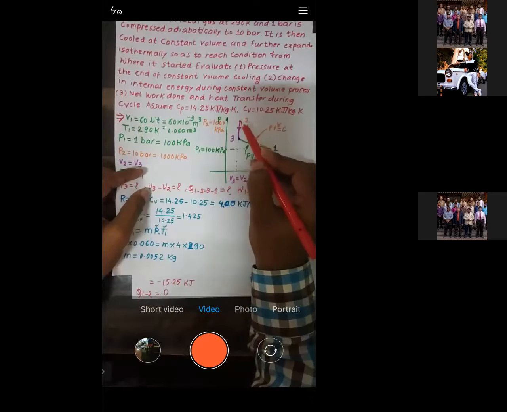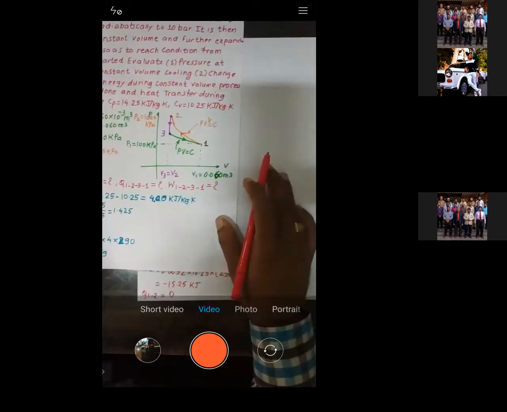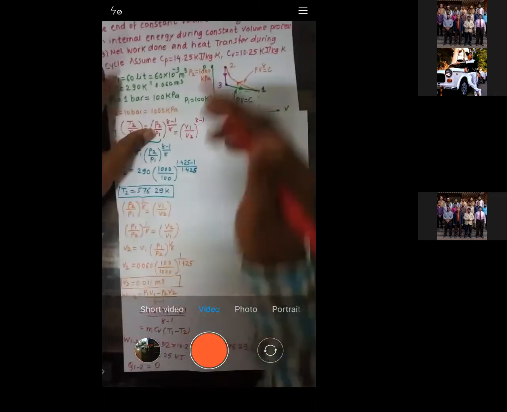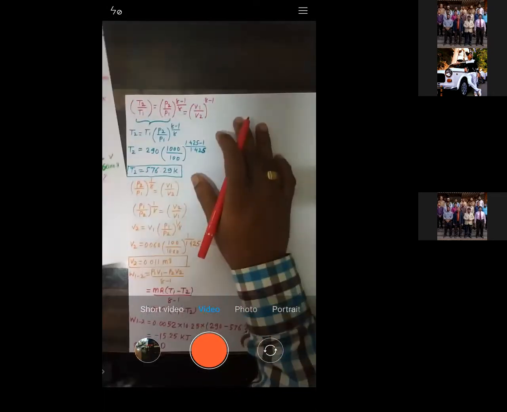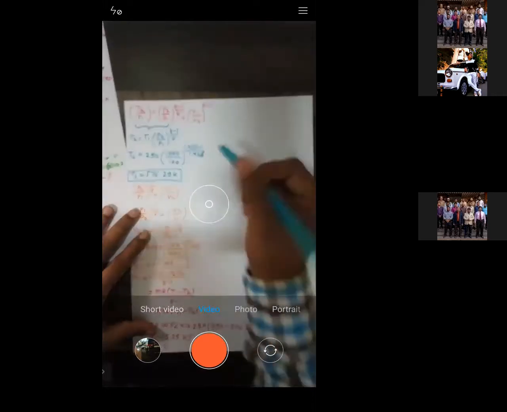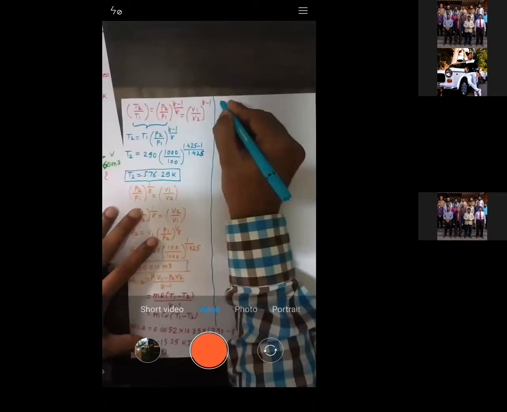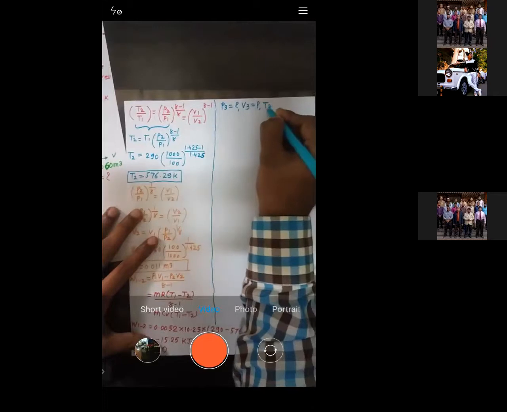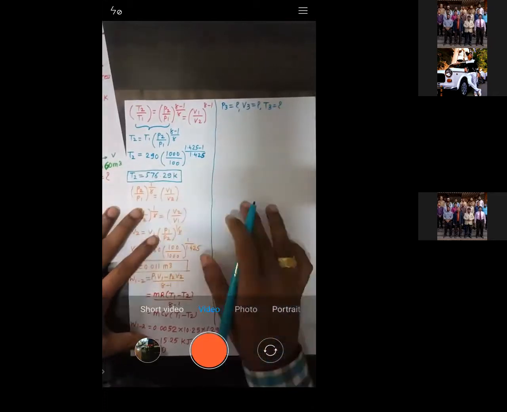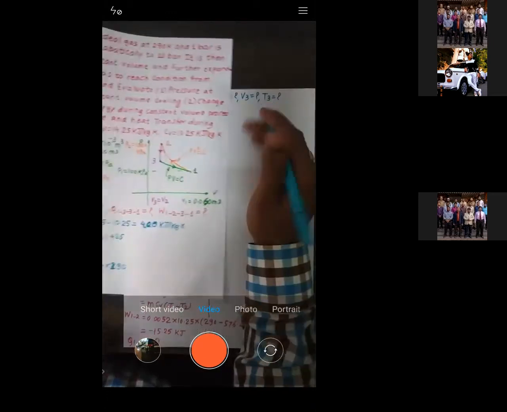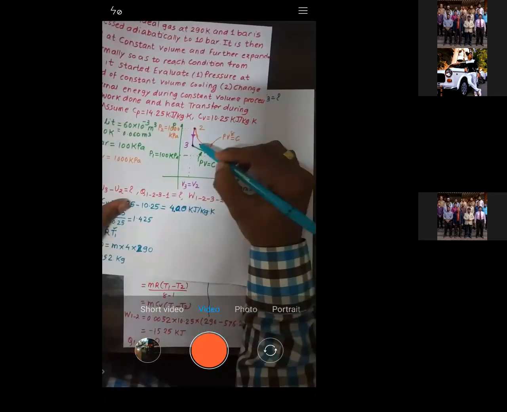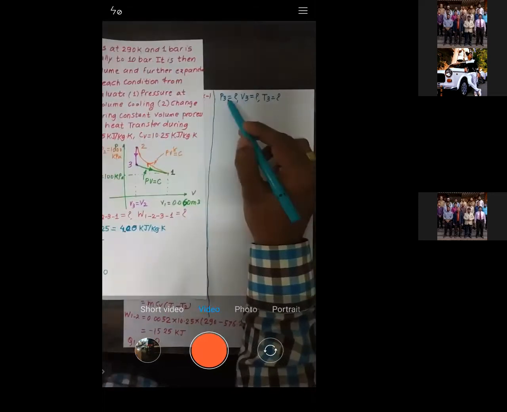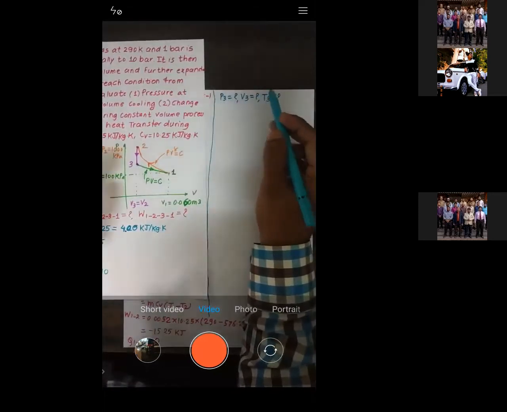Okay, now we need to get the properties at point number 3. Try to understand. We need to calculate the pressure at point number 3, and we should know the volume and temperature at point number 3. As I told you, pressure, volume, and temperature at every point should be known. So pressure at point number 3 we need to determine, volume at point number 3 we need to determine, and similarly temperature at point number 3 we need to determine.